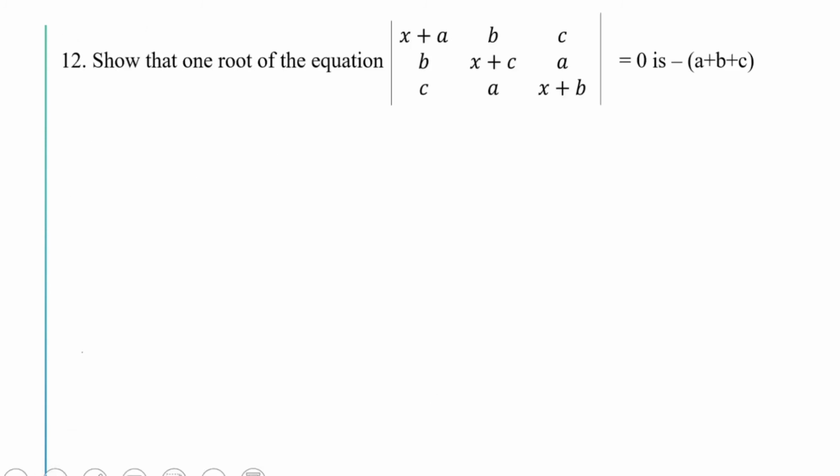The next question, show that one root of the equation determinant x plus a, b, c; b, x plus c, a; c, a, x plus b is equal to 0 is minus of a plus b plus c. So we have to show that using this equation, this determinant is equal to 0. One value of x is minus of a plus b plus c.